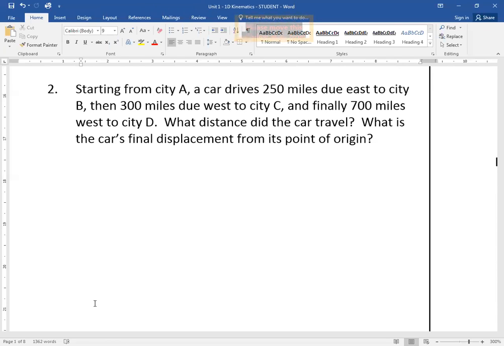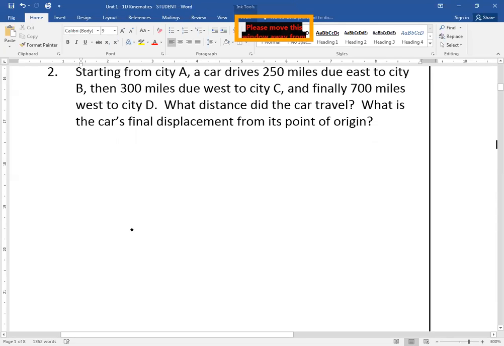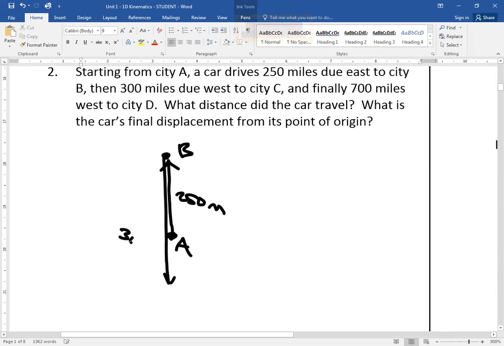She's a genius. Now, why do I say she's a genius? Because in this physics class, you're going to constantly be drawing diagrams. You want to always draw diagrams of things anytime you can, because it will help you understand the scenario better. Okay, so I'm going to draw a diagram. City A, and then I'm going to go 250 miles due east to city B, and then 300 miles to city C, and then 700 miles to city D down there.